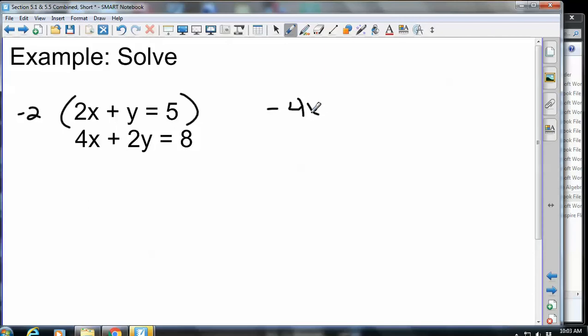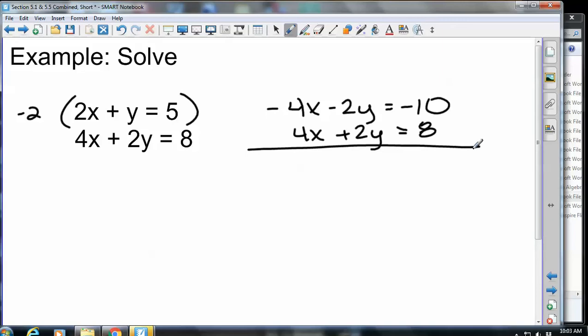Okay. So I get negative 4x minus 2y equals negative 10. I didn't change the second one. Will you ever have to multiply both equations by something? Sometimes, and that's fine. When I add, my x's drop and my y's drop, so I have 0 equals negative 2. What does that mean? No solution. What do we call it if there's no solution?